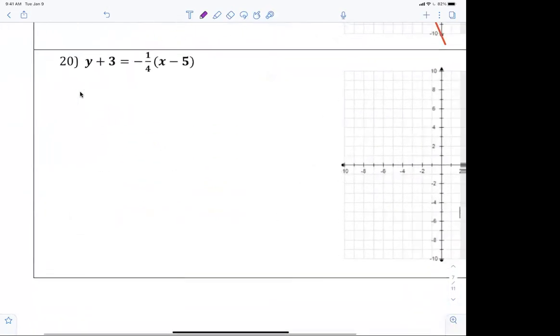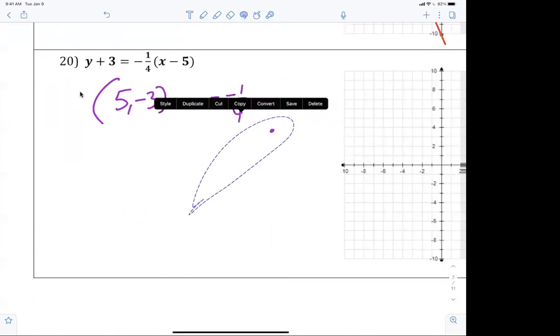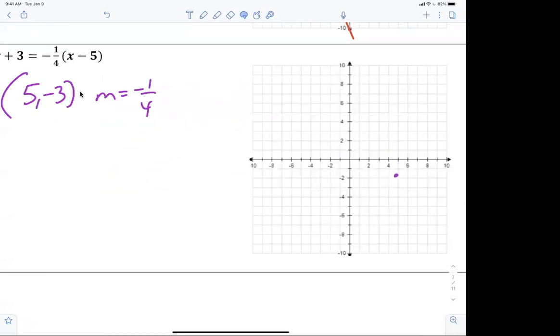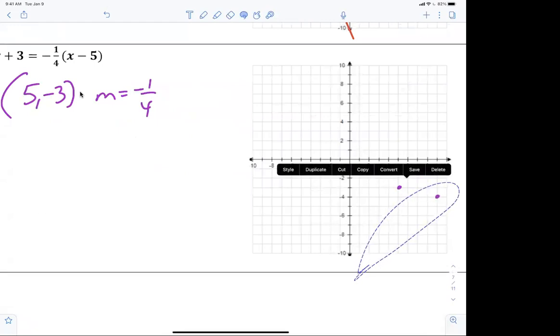20. You all right? All right, good. So it's going to be 5 and -3, 5, -3, and the slope is -1/4. Okay, so what's next? So you go to the right 5 and down 3, and then you go down 1 and go to the right 4. Wow, seems like we know what we're doing.